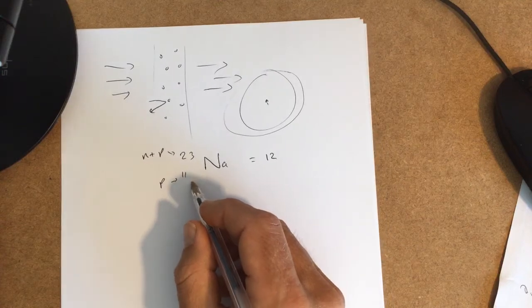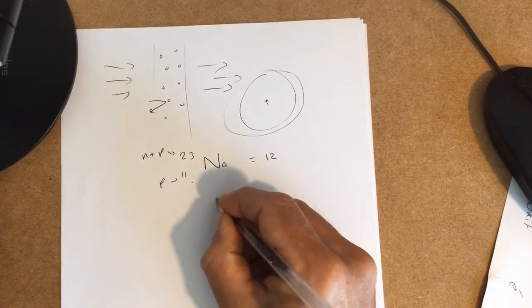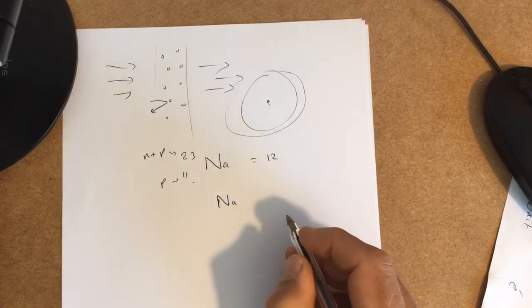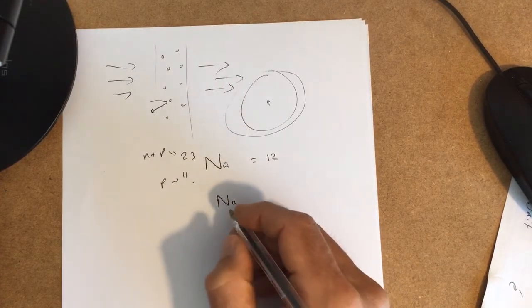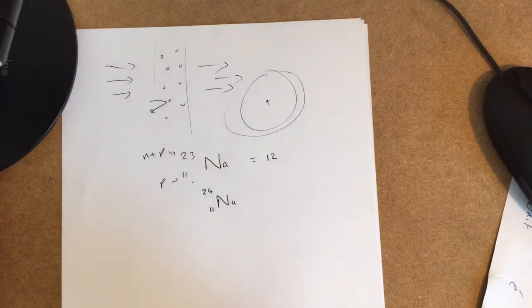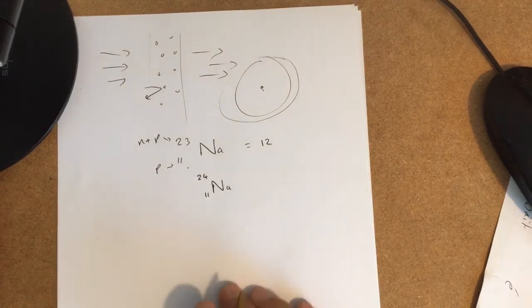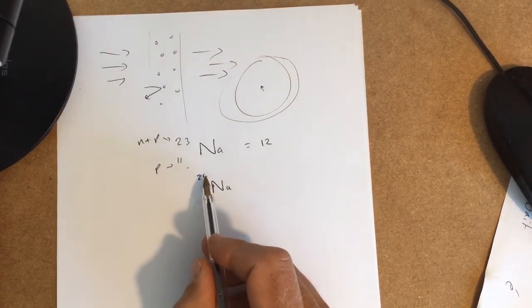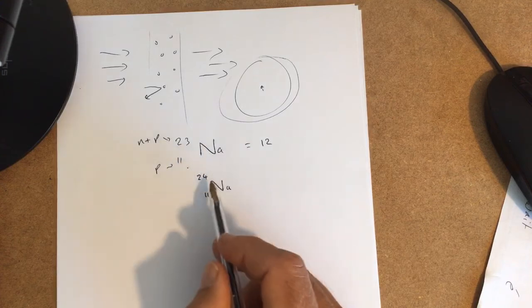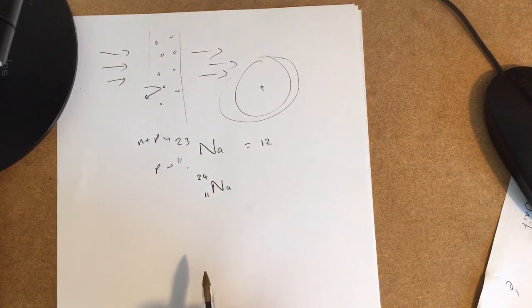Next one. Number 4, suggest a different isotope of the above element, write it in the same format. Okay, so it's got to have the same number of protons, otherwise it wouldn't be sodium. So it's got 11 there, and let's say it's got 24. It's got an extra neutron, that one. Okay, 13 neutrons. You could have chosen anything, by the way. You could have chosen 21, 22, 25, 26, anything within that region.